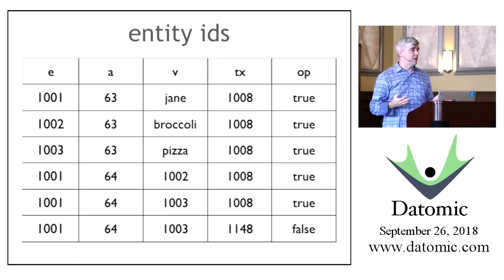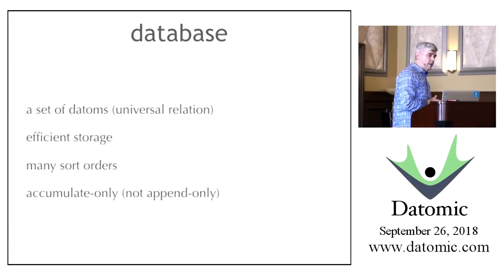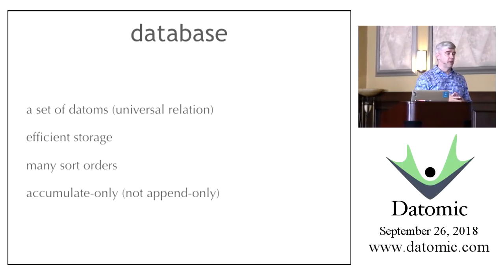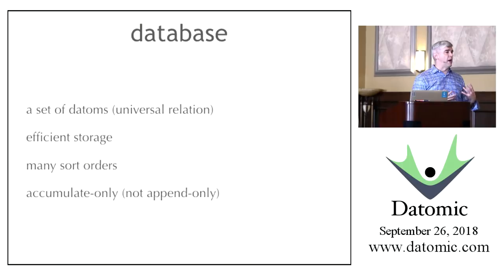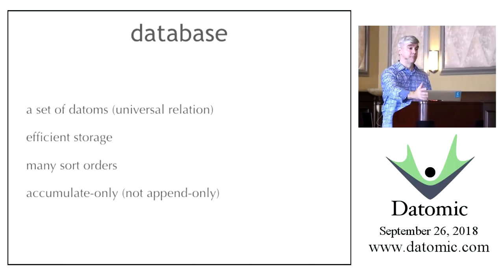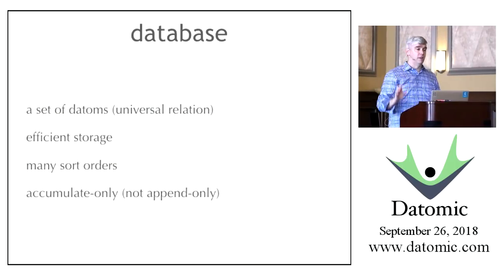Now, that's your whole database. Everything in your database is stored this way. So this is called a universal relation. By contrast, when you model with SQL, you're using specific relations. And you have to describe them in advance. So the first thing you do before you put things into SQL is you make a what? A table. You have to make a table.